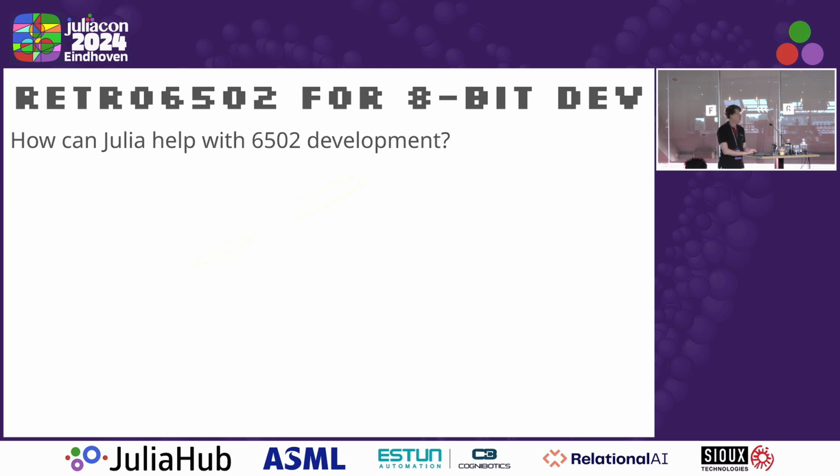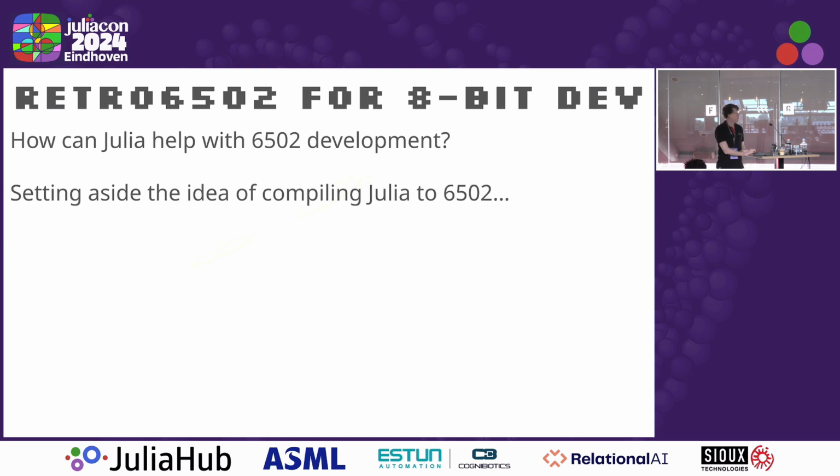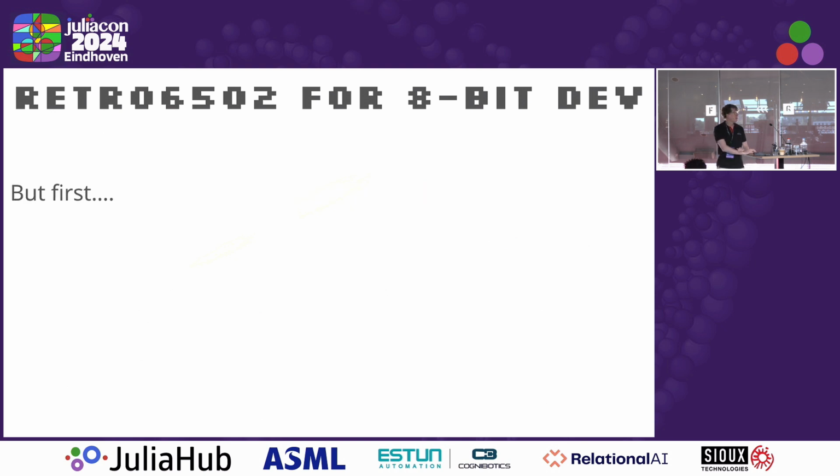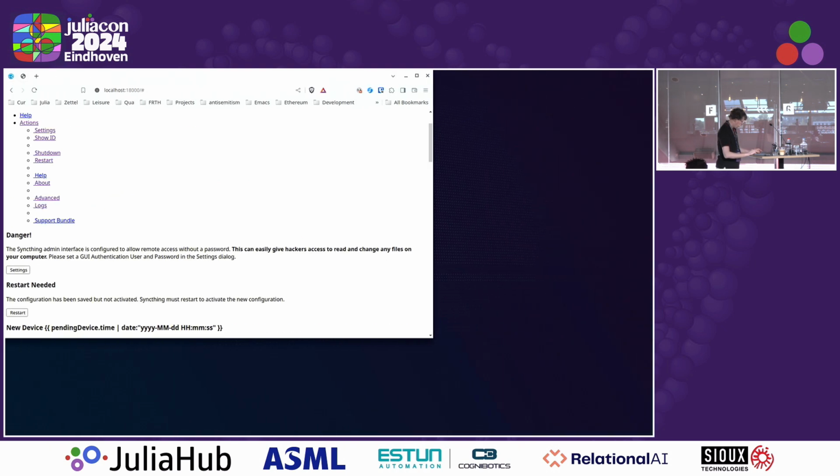So, how can Julia help with 6502 development? I mean, setting aside the idea of compiling to a 64K machine. But first, let me see if I can start up a terminal here.